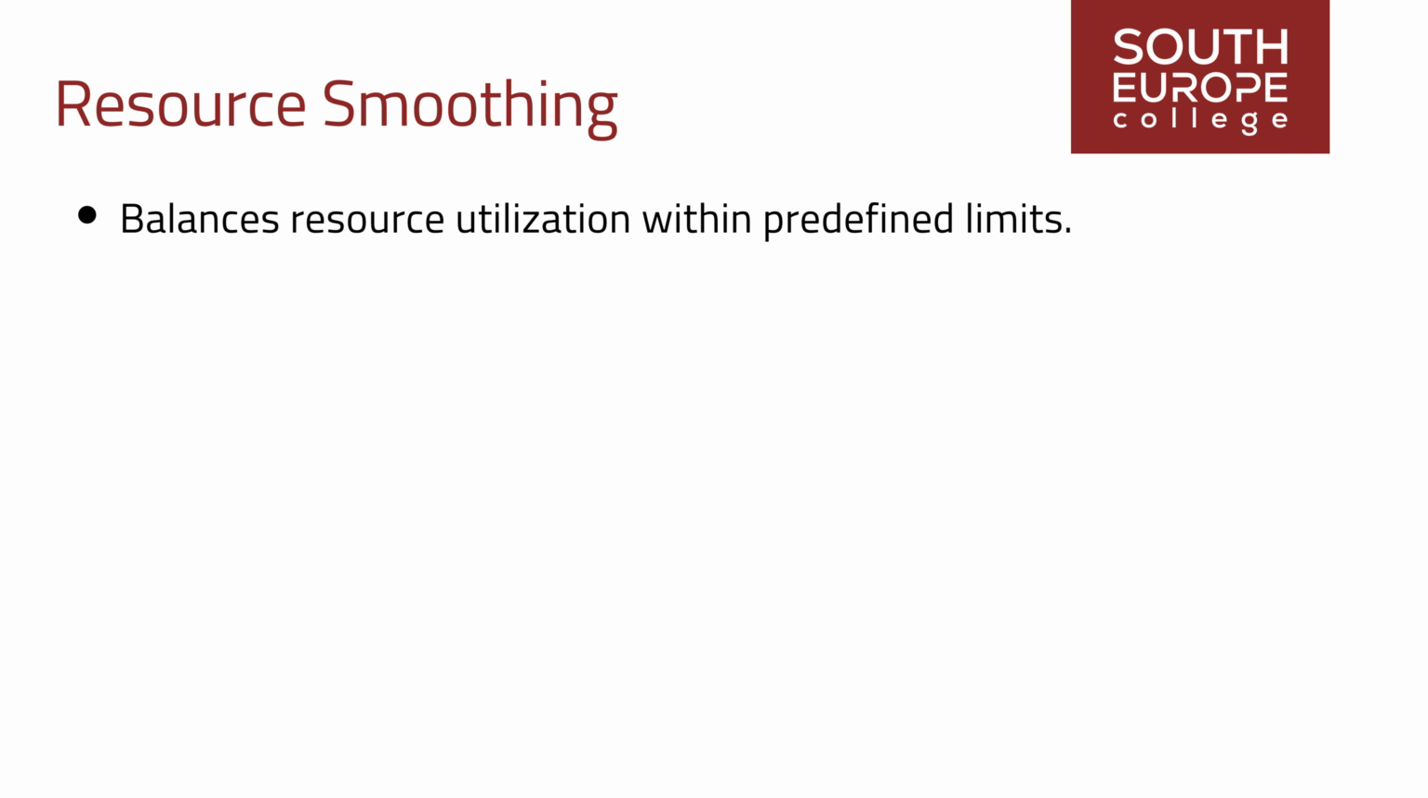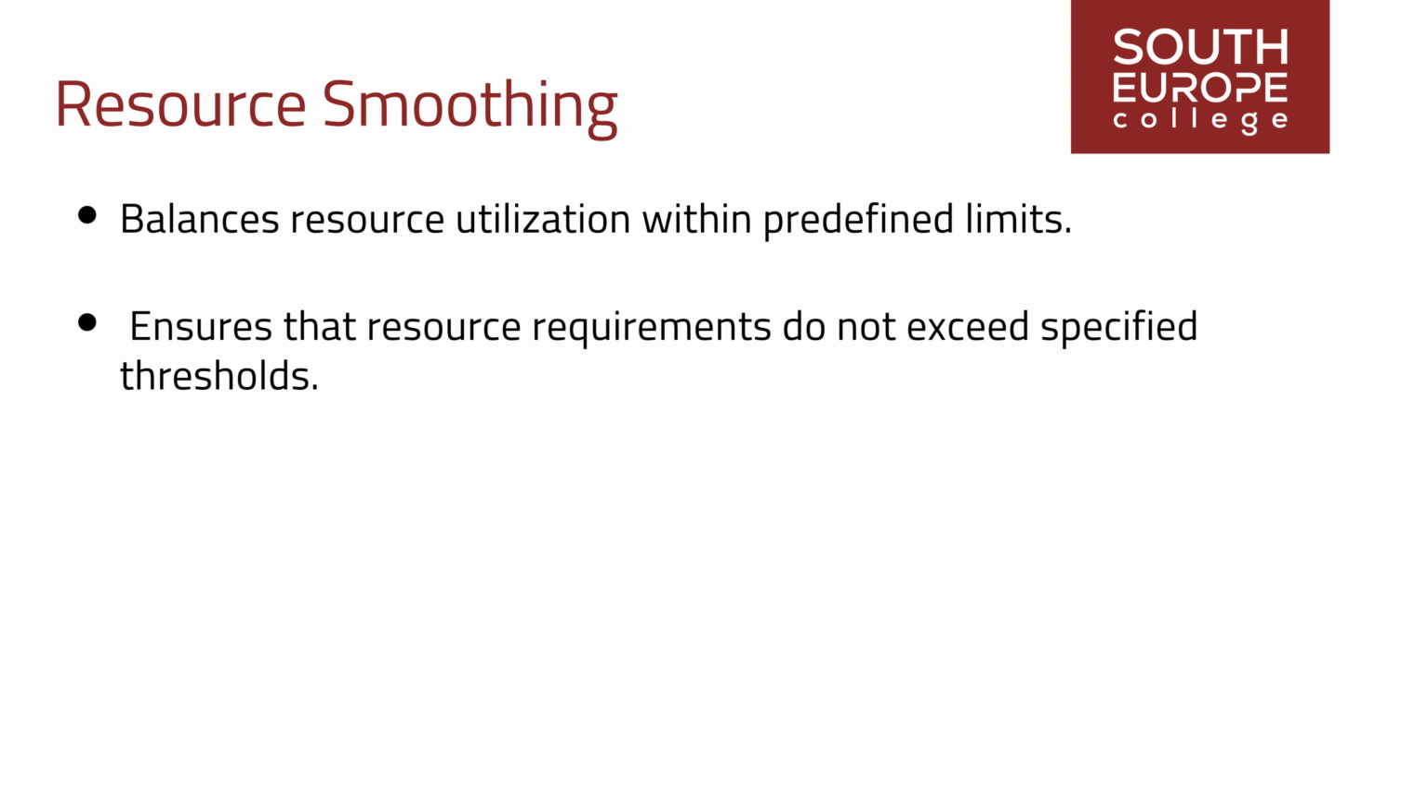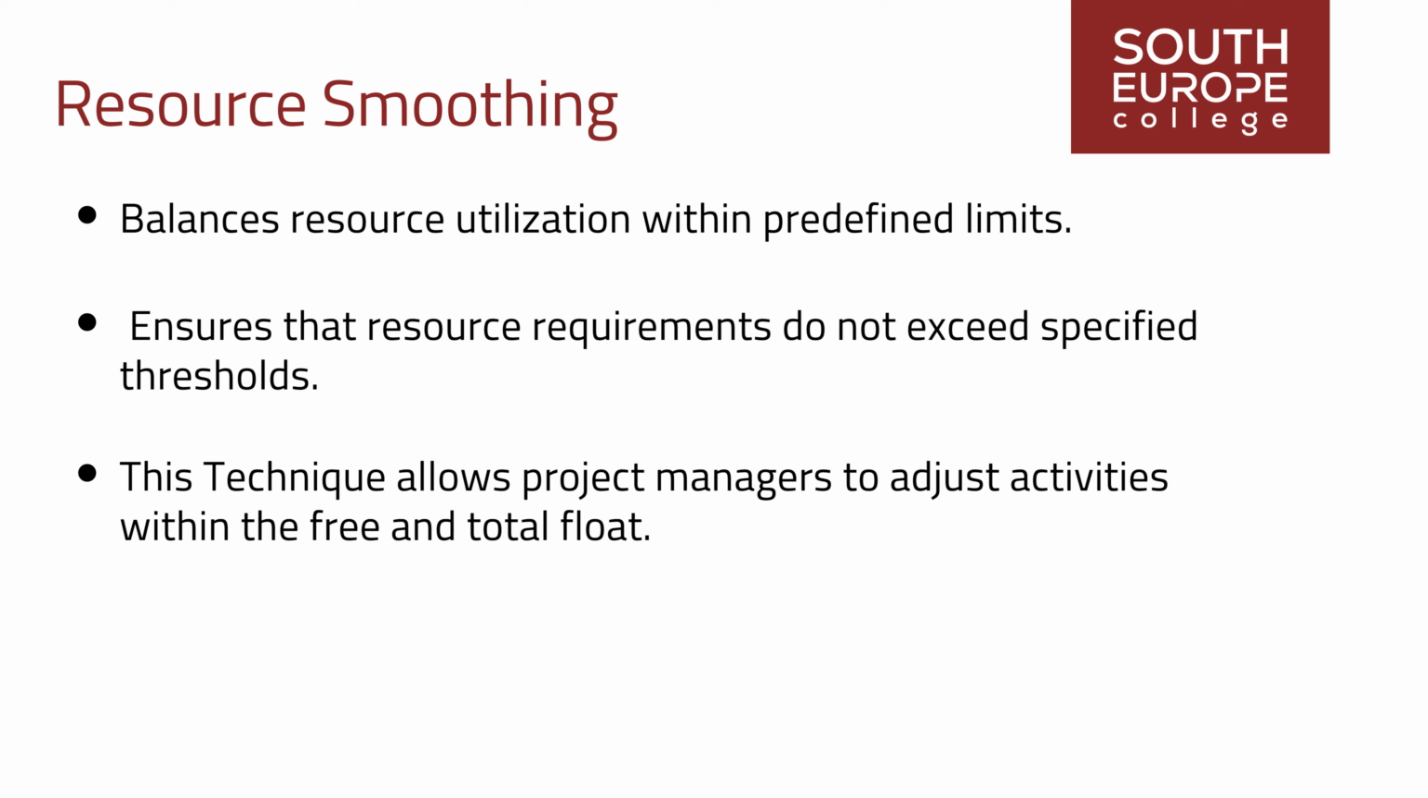Unlike resource leveling, which involves adjusting task schedules and dependencies to optimize resource allocation, resource smoothing ensures that resource requirements do not exceed specified thresholds. This technique allows project managers to adjust activities within their free and total float, optimizing resource utilization without compromising project timelines or critical path activities.